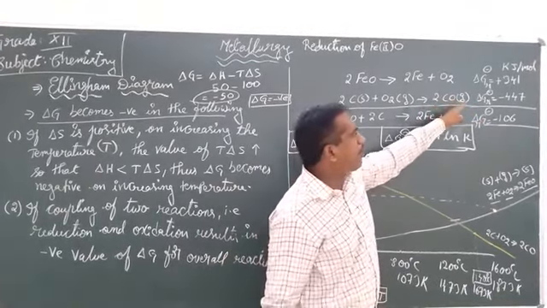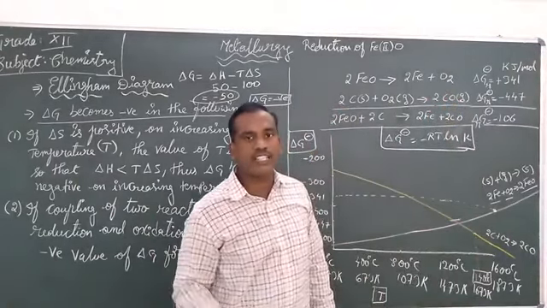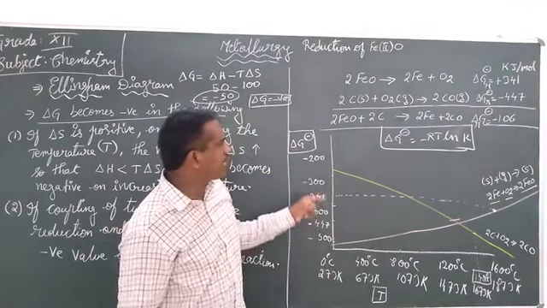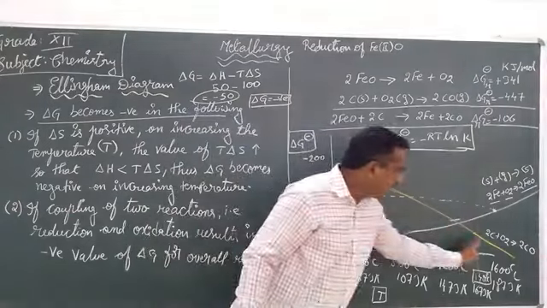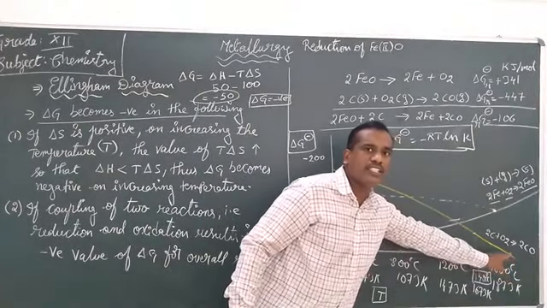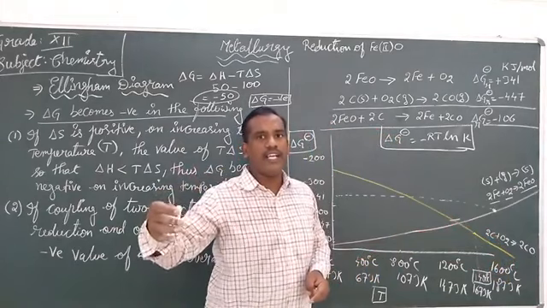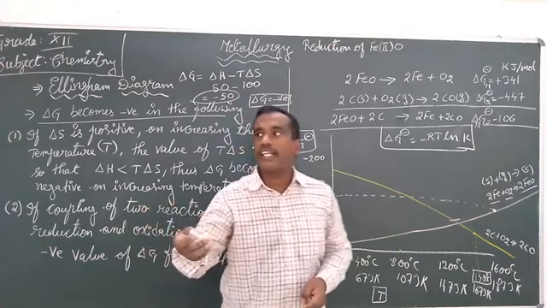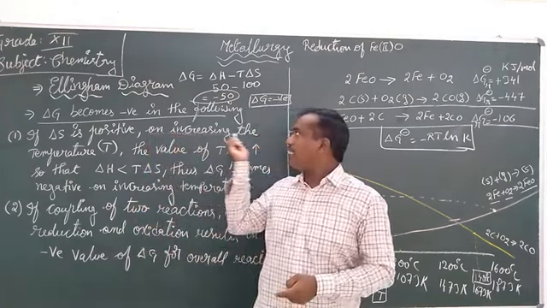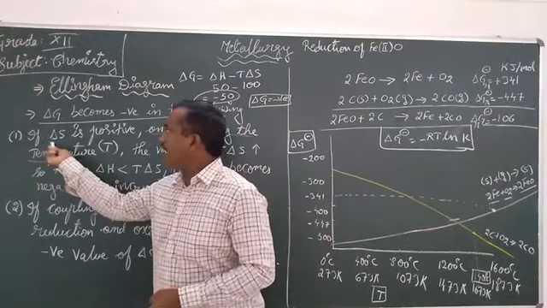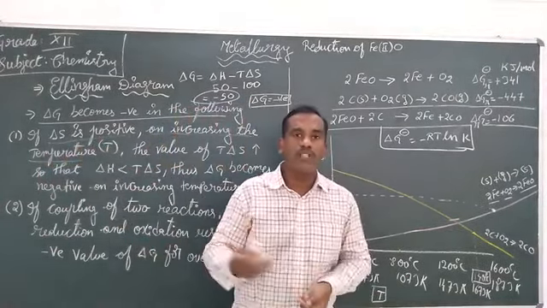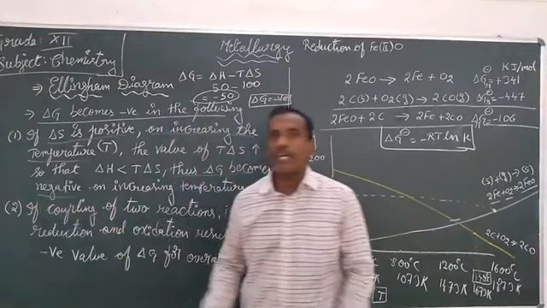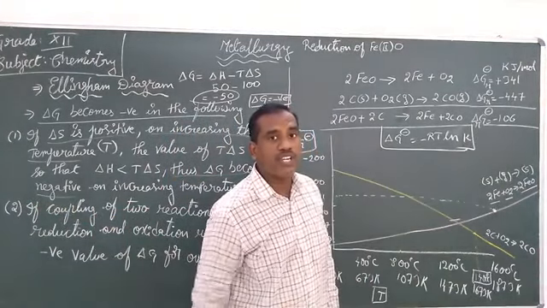In the product, the number of moles of gaseous substances is more. What is happening to the entropy? In that line, from here to here, there is a decrease in slope, because the entropy is increasing. When entropy is increasing with increasing temperature, and delta S is positive, how do we represent the Gibbs free energy? The Gibbs free energy becomes negative.